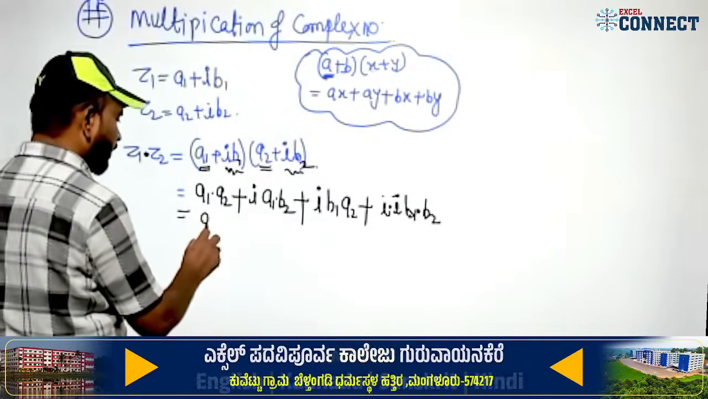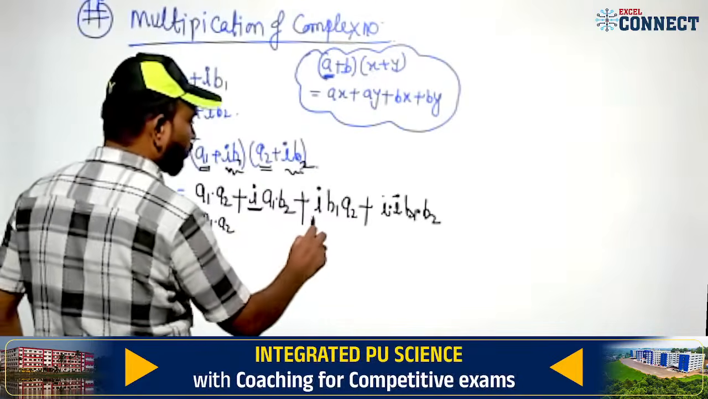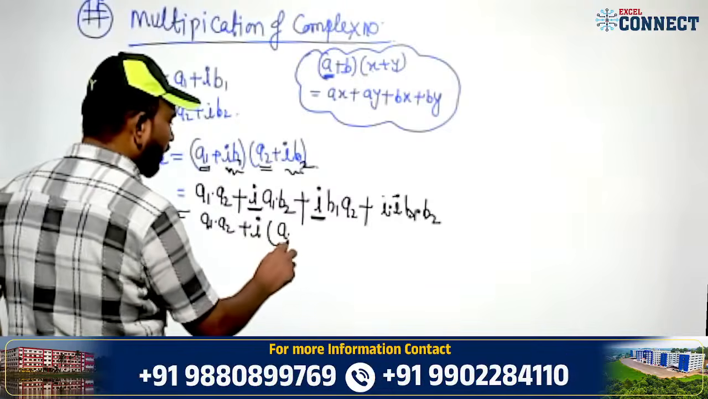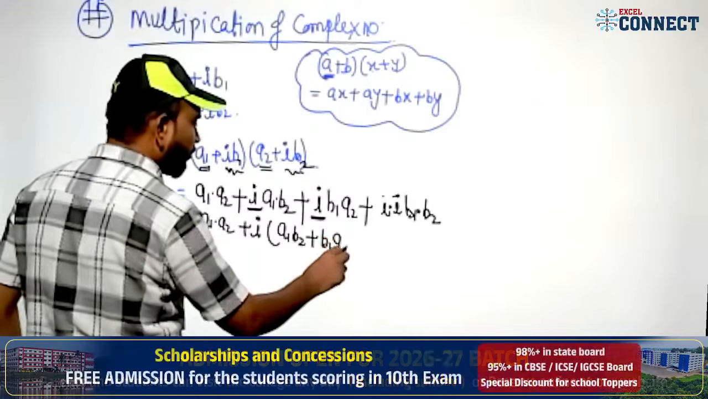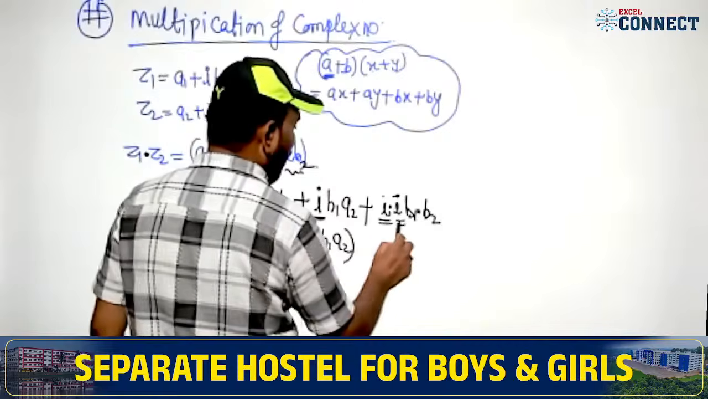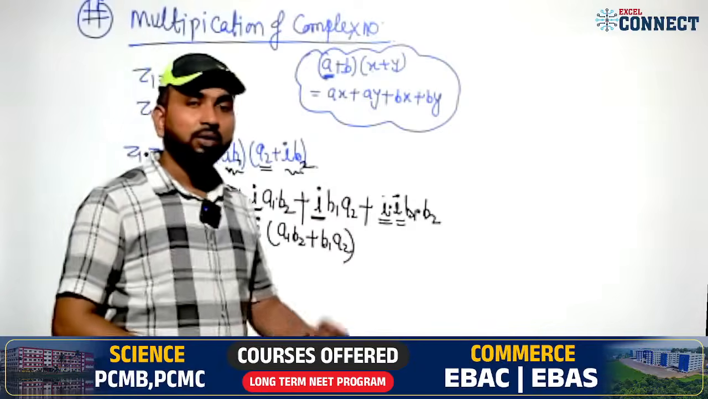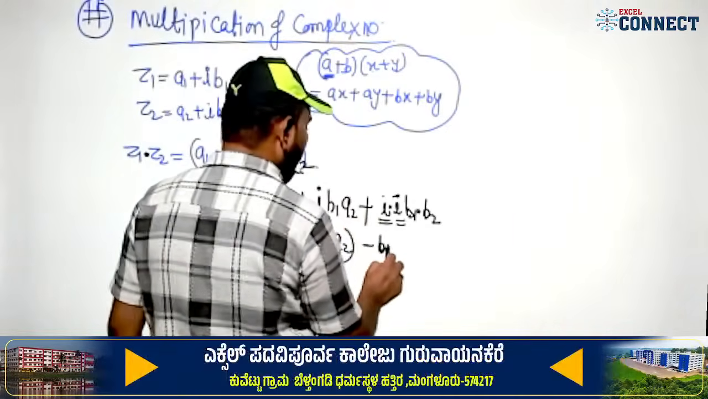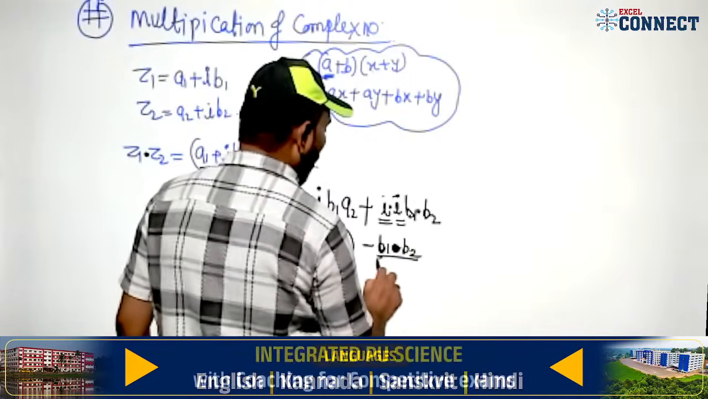Okay. So now see, this is actually A1 into A2. I is common here also. So I am taking iota common. What is coming? A1 B2 plus B1 A2. Now tell me, iota into iota is what? Iota square. Yesterday I discussed iota square is minus 1. It means B1 into B2 with a minus. Now it's a real part.